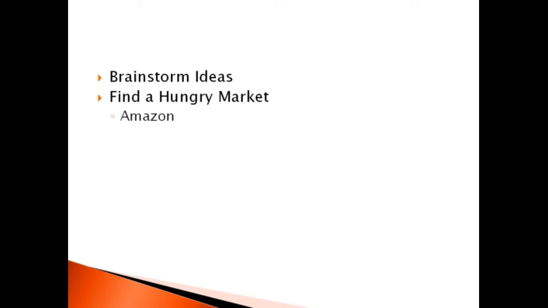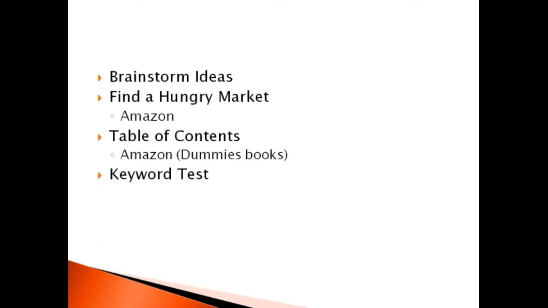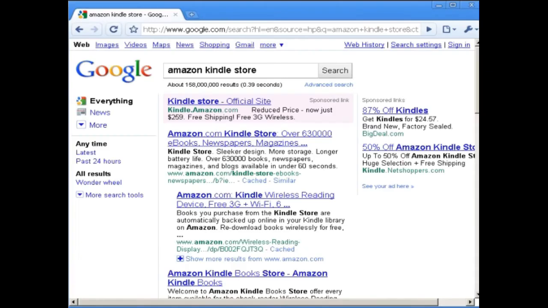All right, so to find a hungry market, we're going to use Amazon.com. You can use other sites like clickbank.com if you want. That's fine. Then we're going to create a table of contents. Now, a table of contents can be generated fairly easily if you know how to do it. And then we're going to do the keyword test to make sure that the market we're about to get into is indeed profitable. We're going to be using the free Word Tracker keyword tool. So with that said, let's go ahead and get started and implement this.